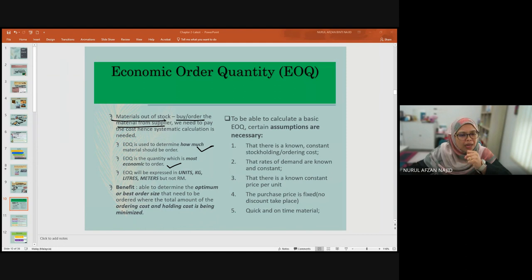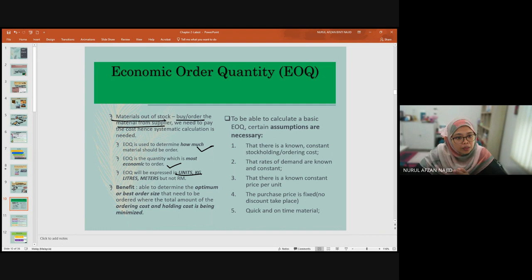Okay? Dan dalam masa yang sama, EOQ ini juga akan dinyatakan dalam bentuk unit. Okay? KG, liter, meter. Bukan dalam monetary term. So, bila kita nak beli barang, kita kena pastikan berapa banyak barang yang kita kena order dan berapa jumlah kuantiti yang paling economic to order. So, that's why economic order quantity diperlukan.